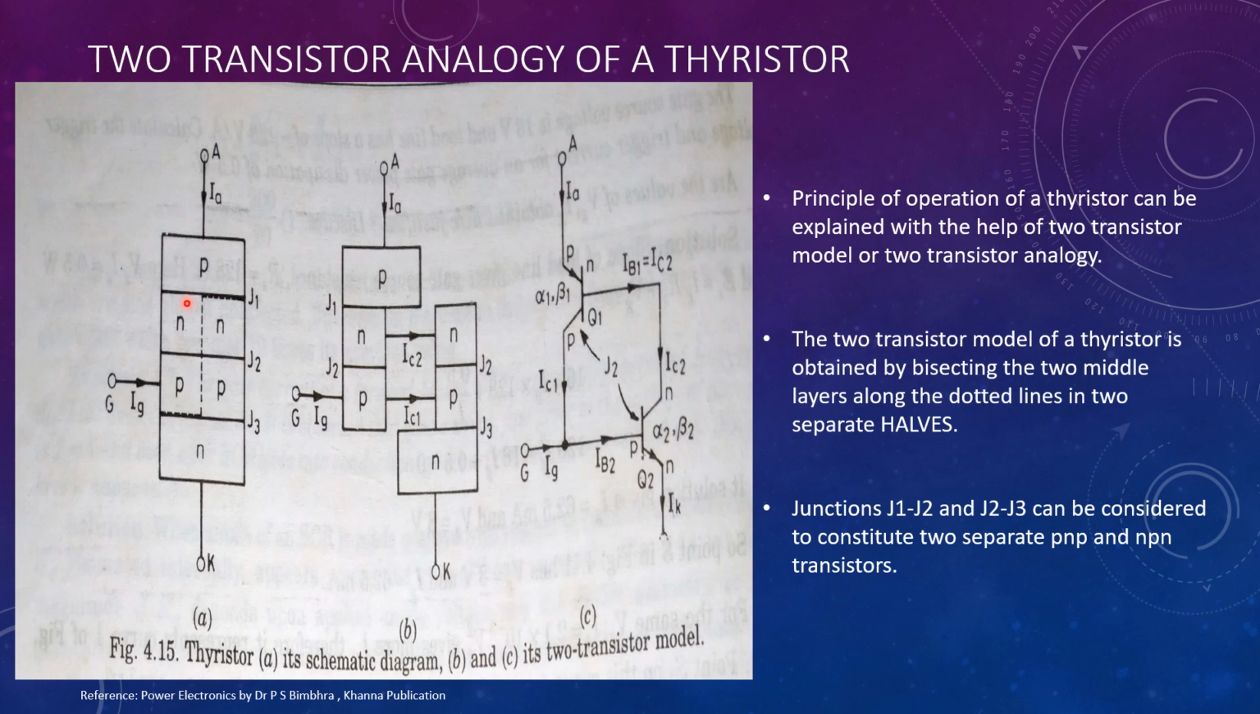A two transistor model is obtained by bisecting the two inner layers into two halves. Junction J1 J2 and J2 J3 can be considered to constitute two separate PNP and NPN transistors respectively. The two transistor model is thus shown on the right.